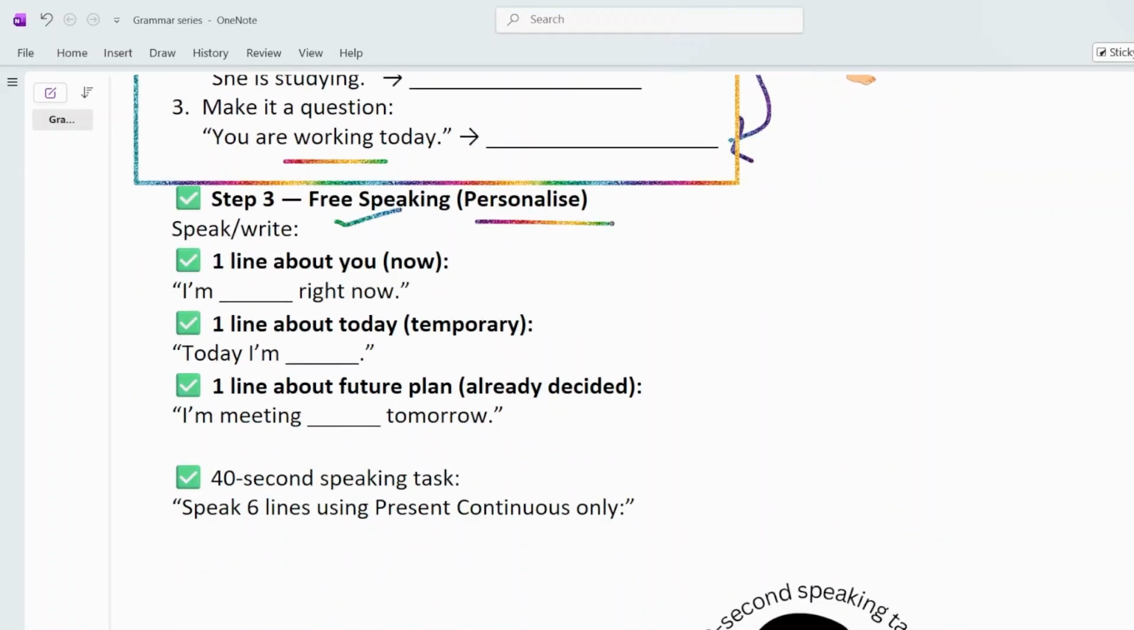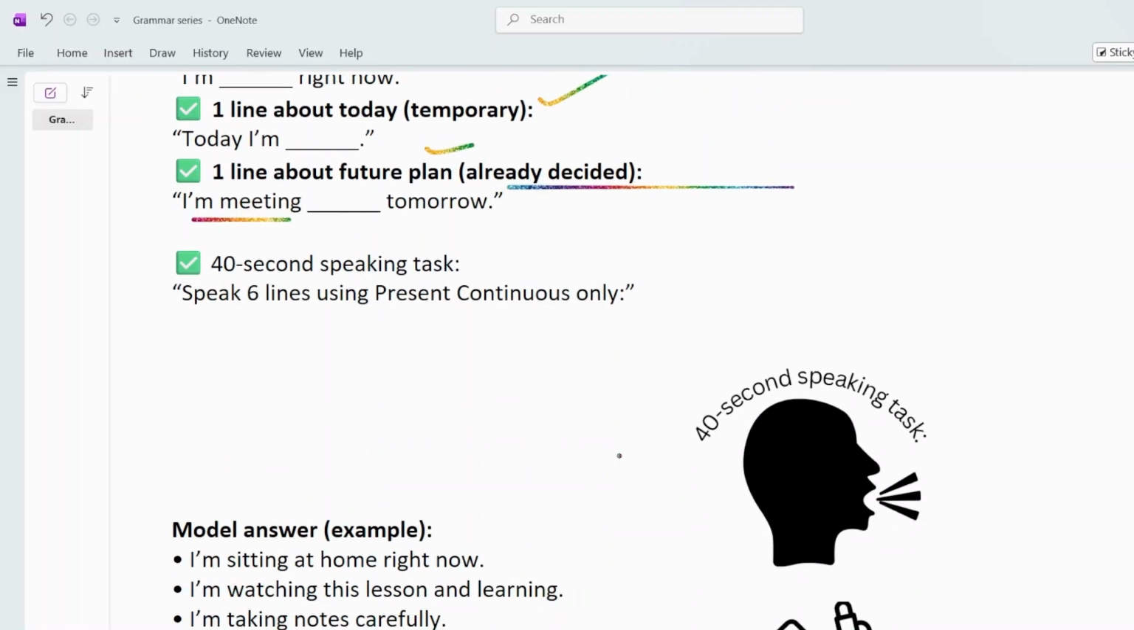Free speaking, personalized section. Whatever you feel like, you can speak. That is one line about you that is happening right now. I am dash right now. One line about today that is temporary, right? Today I am dash working from home. All right, that's one of my favorite lines. Last, one line about your future plan that has already been decided. I am meeting, already done here, okay? Meeting, verb in the ing form. I am meeting dash tomorrow, right?